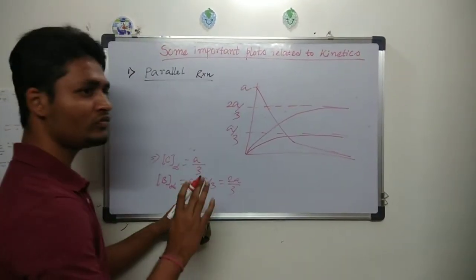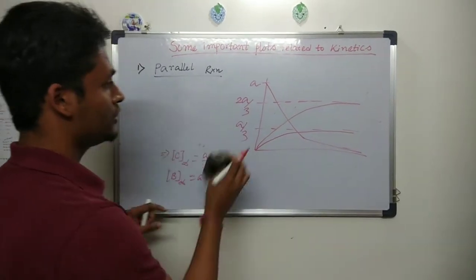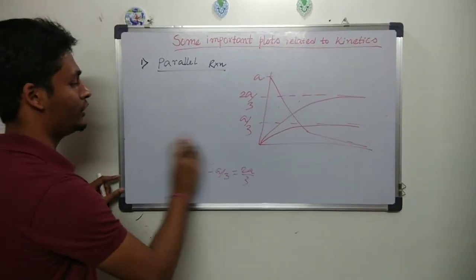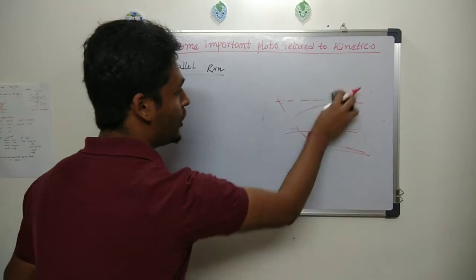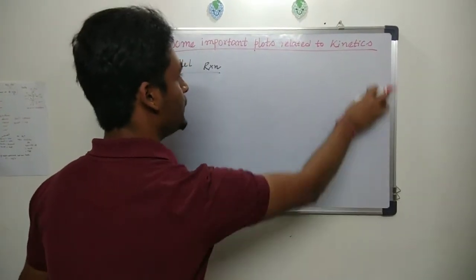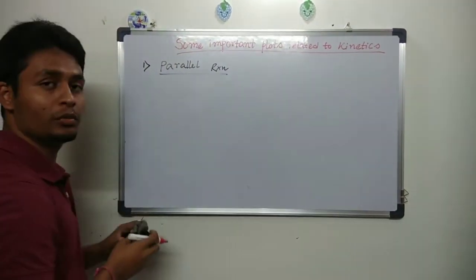Okay. So this is the thing. You can easily do this. If they ask you like 1 by 2 or 1, at that time you just replace this thing and you can reach upon this.